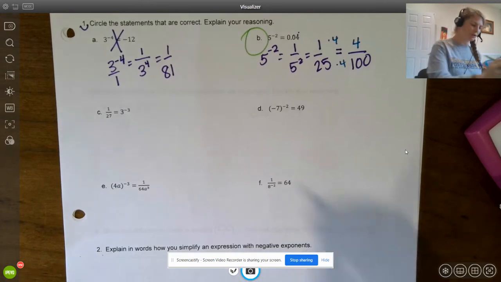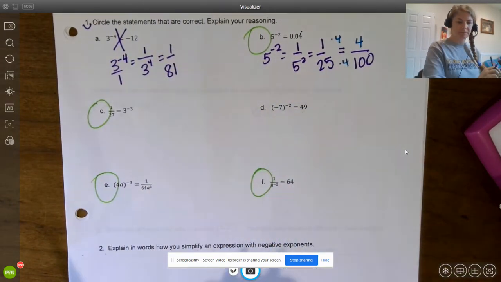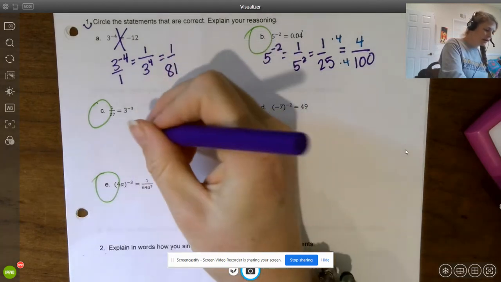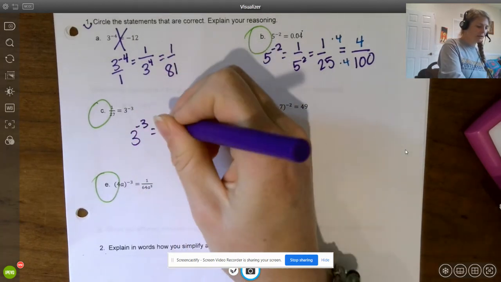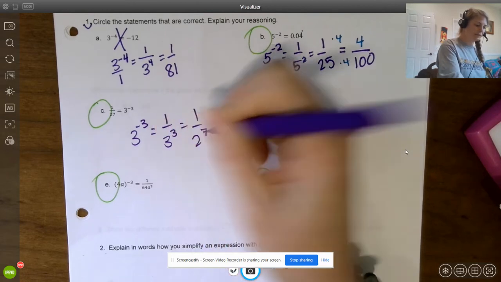The other ones that you should have circled are C, E, and F. If we take a look at C, 3 to the negative third is indeed 1 over 3 to the third, which is 1 over 27.